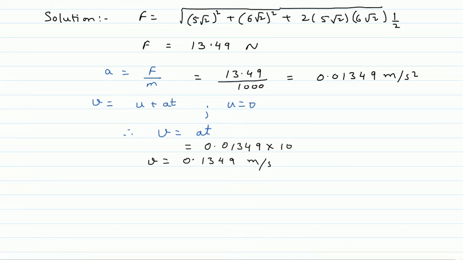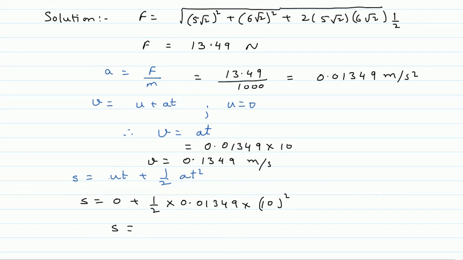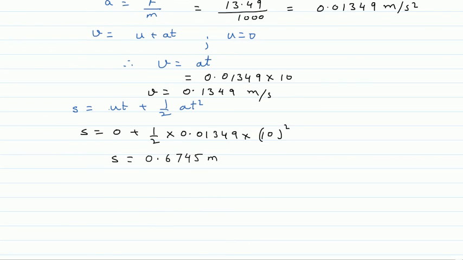Now we calculate distance. The formula for distance is s equals ut plus half at square. Now u is 0, so this is 0 plus half times 0.01349 into 10 square. On solving this we get distance equal to 0.6745 meter.